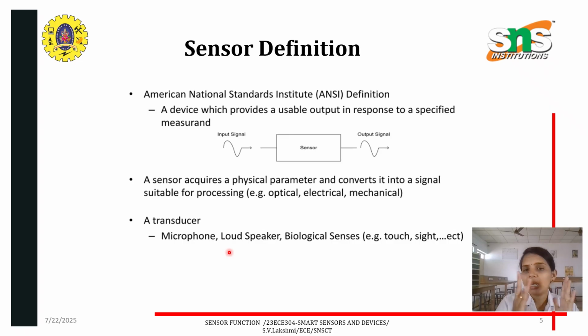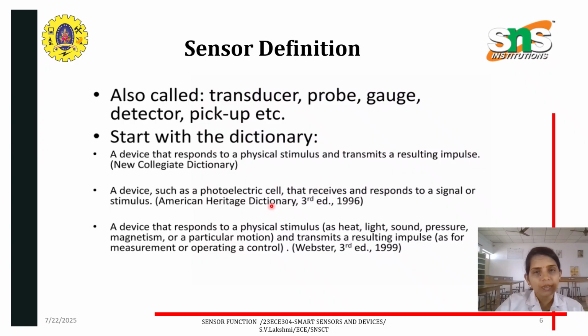So microphone, loudspeaker, biological sensors like touch, sight, etc. All these things come under the various physical parameters. As I told, it is also called a transducer, probe, gauge, detector, pickup, etc., which responds to a physical stimulus like heat, light, sound, pressure, magnetism, or particular motion. So all these things come under the definition of sensor by each organization.